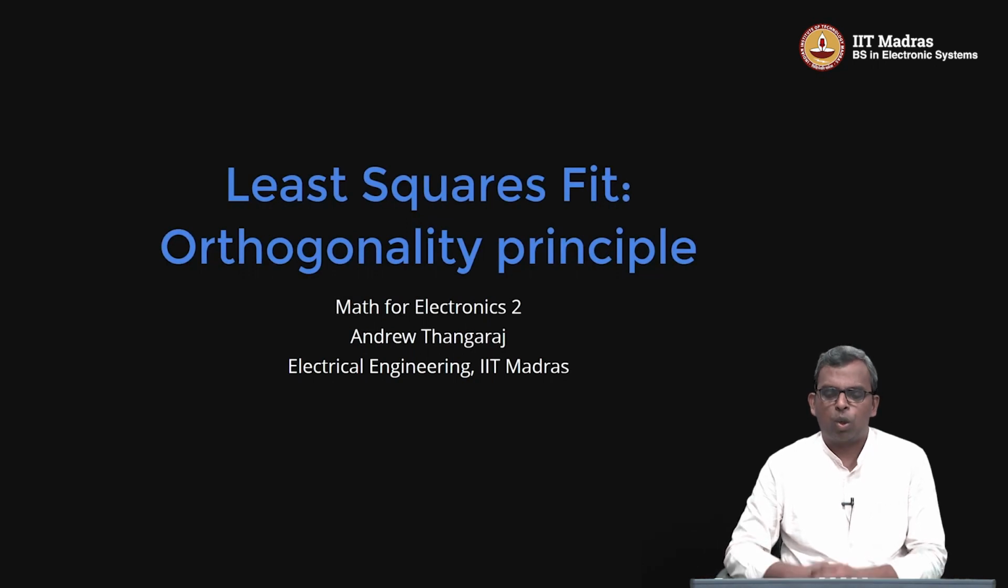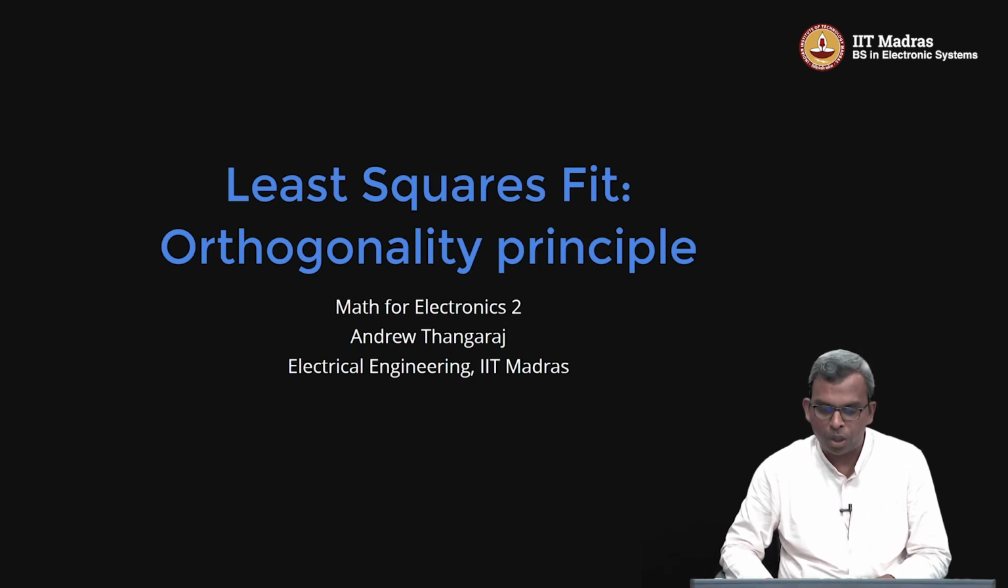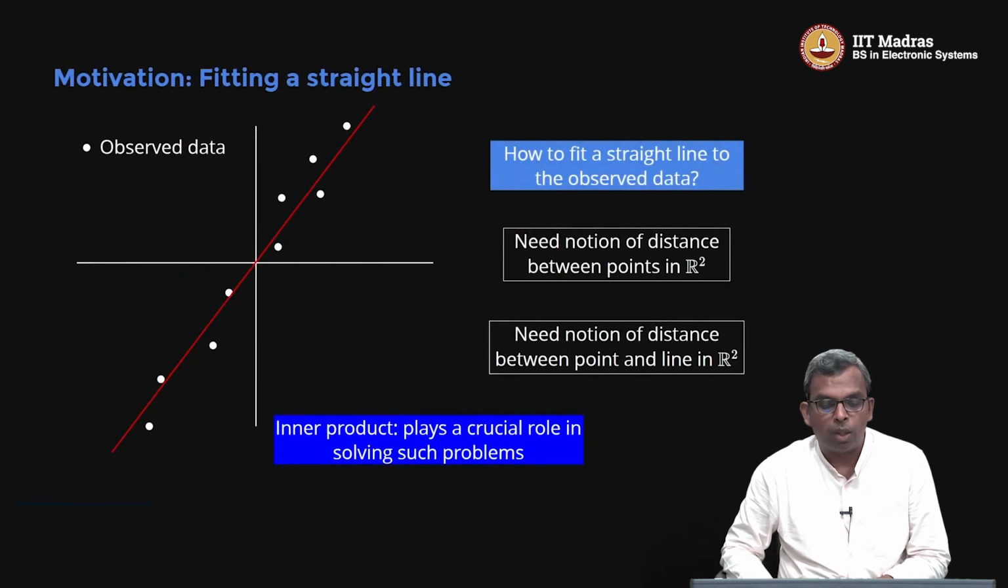So in this lecture, we're going to close out the initial study of inner product spaces, and inner product and dot product in particular for R2 and C2, by looking at a least squares fit. In particular, we'll focus on the orthogonality principle. It's a very important principle in least squares. We'll see how it works here.